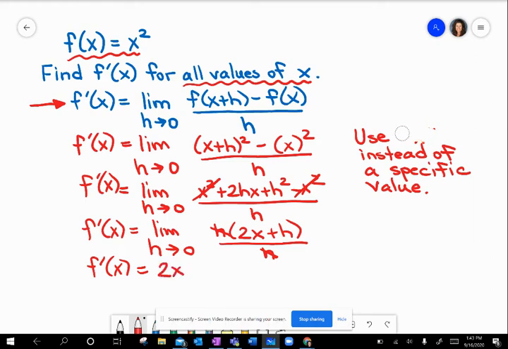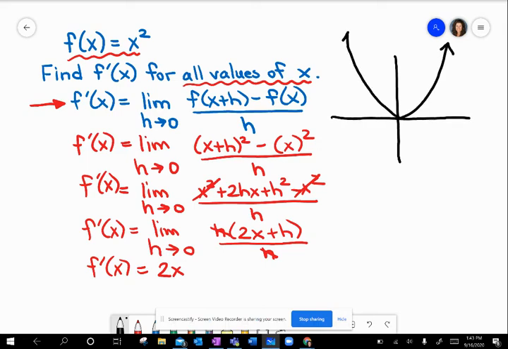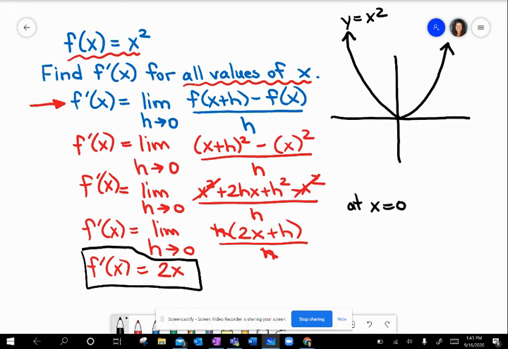Well, what does that mean? That means that the derivative of x squared, okay, so let me graph x squared, at any point on this function, I can find the slope of the tangent line by using the function 2x. So in other words, at x equals 0, the slope on x squared, so this is y equals x squared, will be 0. So the slope is 0. That makes sense. Let's try another value. So like at x equals 2. Well, 2 times 2 is 4. So at x equals 2, the slope would be 4.